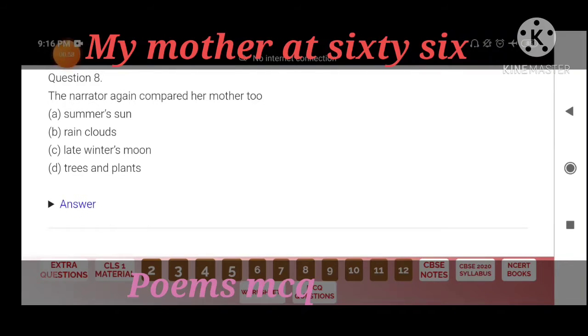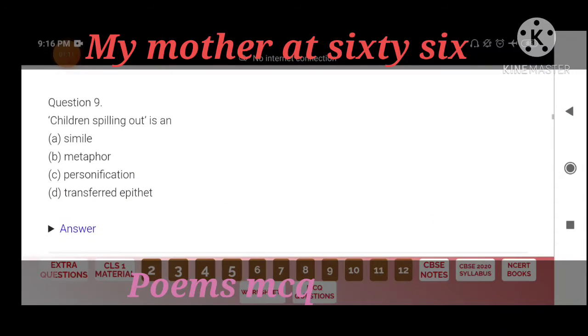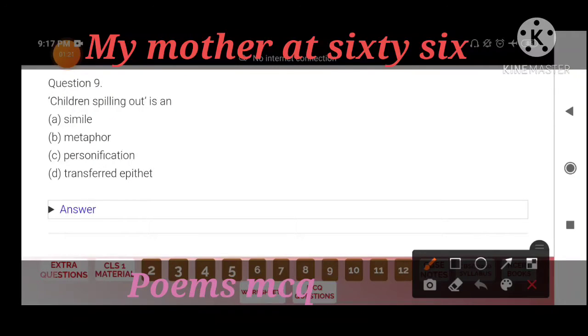8.1. The narrator again compared her mother to summer's sun, rain clouds, late winter's moon, or trees and plants. The answer will be the late winter's moon. 9.1. Children's spilling out is a dash. Here for the poetic device, we have options: simile, metaphor, personification and transferred epithet. So the answer is metaphor. So here is a comparison of children.